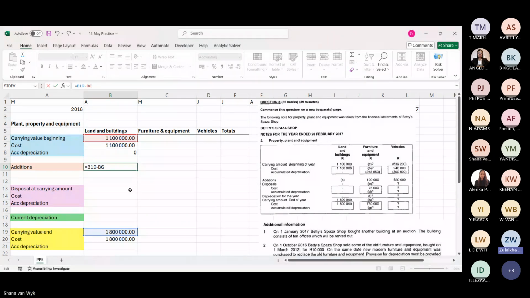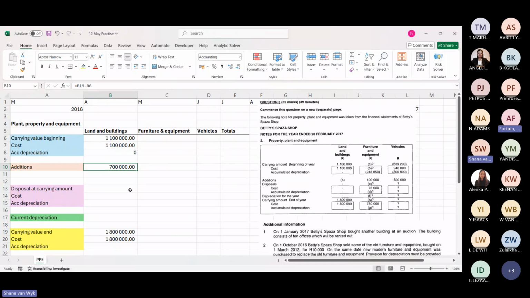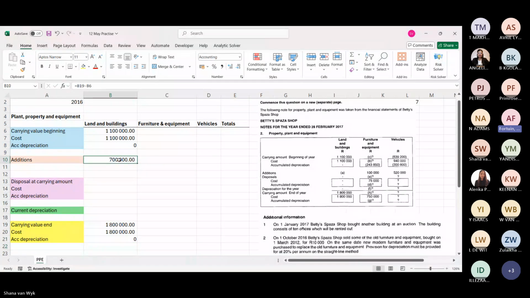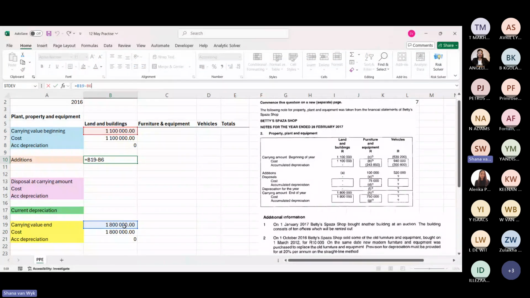No. Look, if your end of the year value is 1.8 for land and buildings, and nowhere do they talk about depreciation of buildings, then it's the same thing. Then you can just assume with this missing information that there was a 700,000 purchase, an additional purchase. Yeah. Okay, cool.